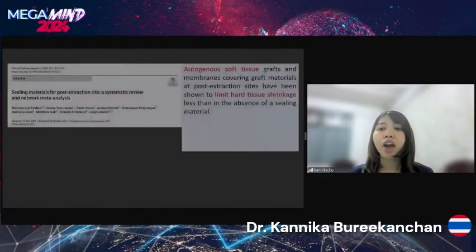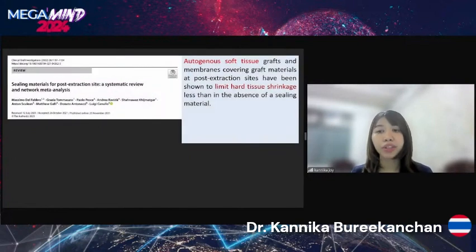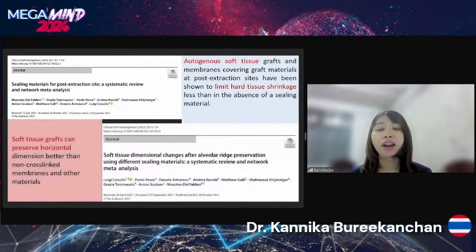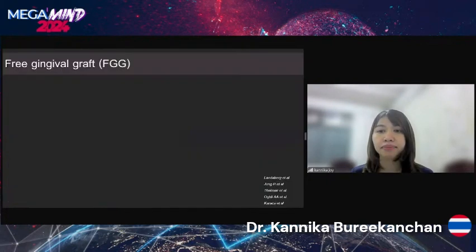Most recently, Fabro et al. in a 2022 systematic review suggested that socket seal surgery using soft tissue or various materials can reduce hard tissue changes better than no socket seal surgery. At the same time, Kannika et al. in 2022 discovered that soft tissue graft preserves the horizontal ridge better than other types of membranes.